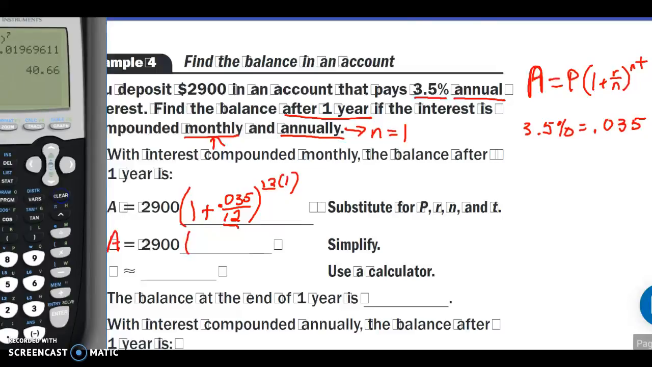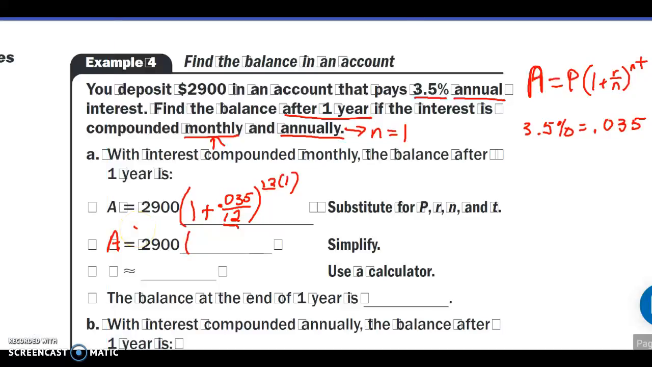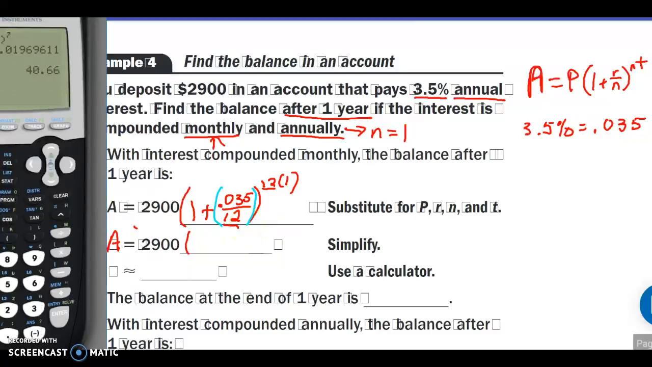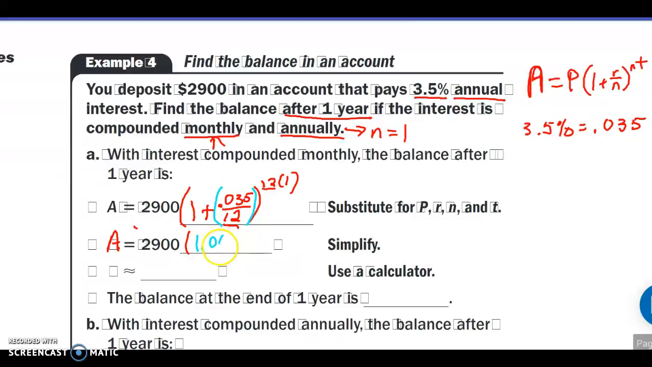Okay, I'm sorry. So I need in my calculator, I forgot to tell you this. When I put it in the calculator, and you can't see what I'm doing, in the calculator we want to put this part inside another set of parentheses. So I apologize for that. So we have 1 plus parentheses 0.035 divided by 12. And so we get 1.0029. So when I simplify, I get 1.0029 to the, and 12 times 1 is 12, so to the 12th power.